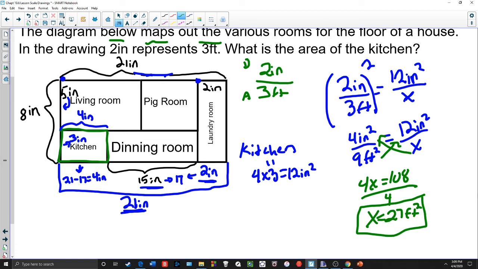If you don't have the area, if I asked you what the perimeter was or something like that, then there's no reason to square anything. Just find the perimeter of the drawing, apply your scale factor to get the perimeter of the actual shape. So I would do 2 over 3 is equal to, I'd find the perimeter of this shape here, and say that over x, and then cross multiply, and I get the perimeter of my actual room or floor or whatever.